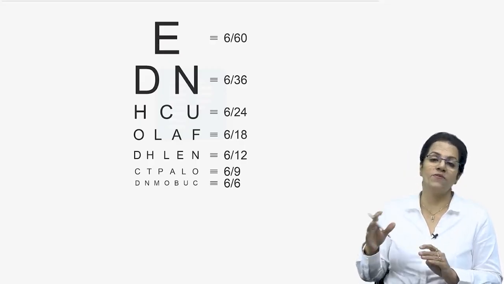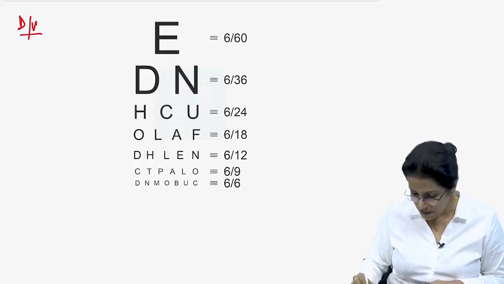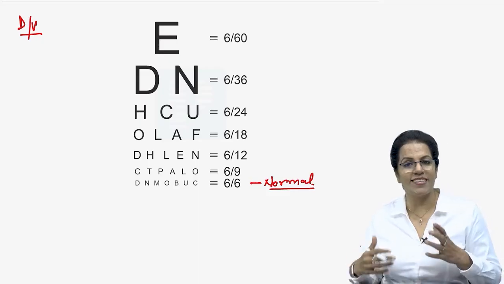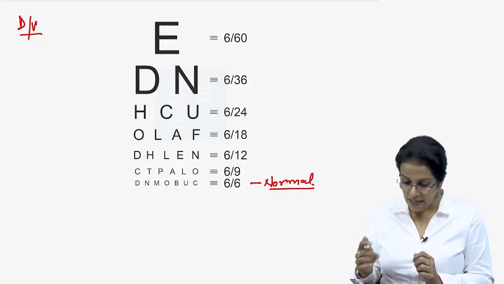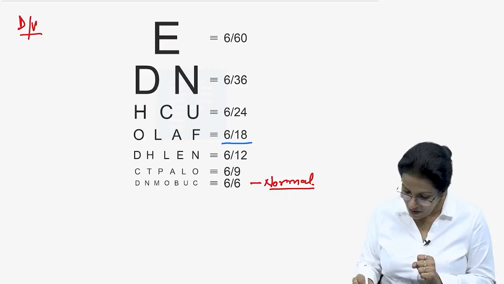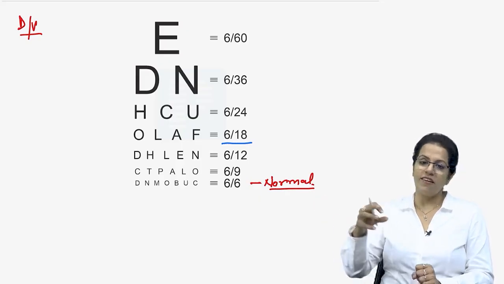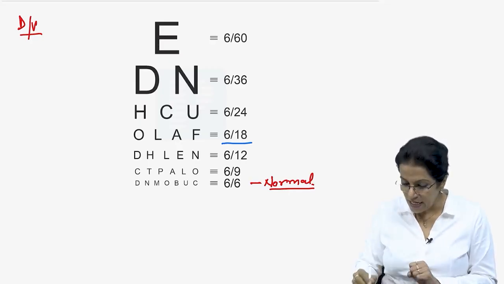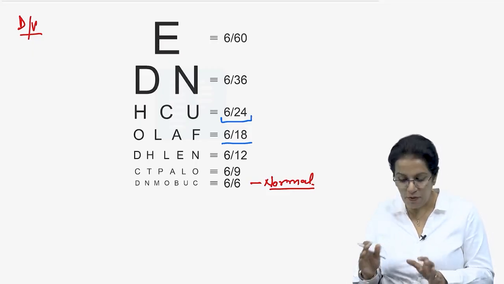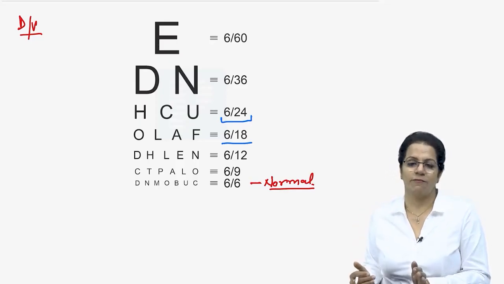When do you call it diminution of vision? Normal vision is generally considered 6 by 6. When you say 6 by 6, 6 by 9, 6 by 12, which is normal, the denominator or the numerator? It is the denominator. When I am saying 6 by 18, what I mean is that this size letter, a normal person can read from 18 meters, which your patient is only reading from 6 meters. When I say 6 by 24, a normal person can read from 24 meters, which your patient is only reading at 6. So the denominator is the normal.